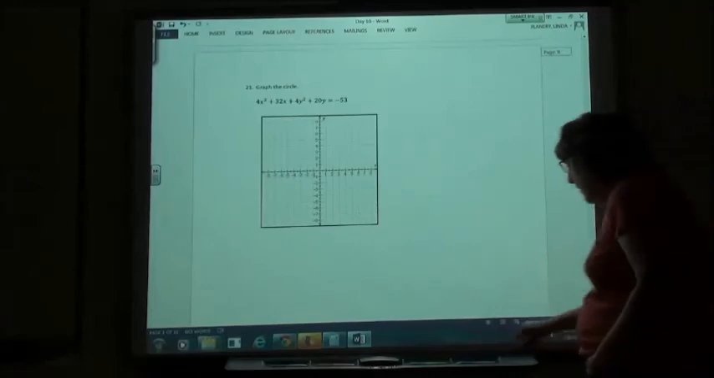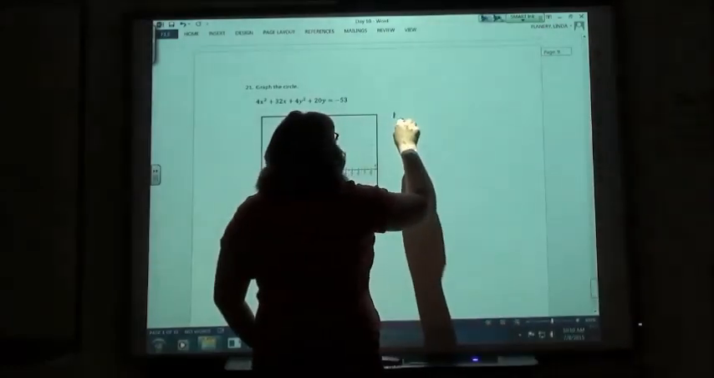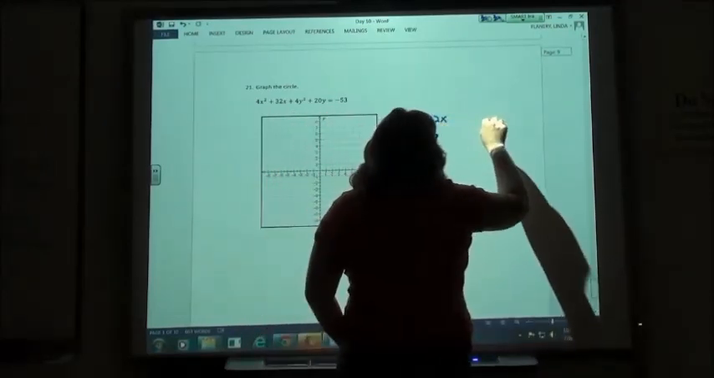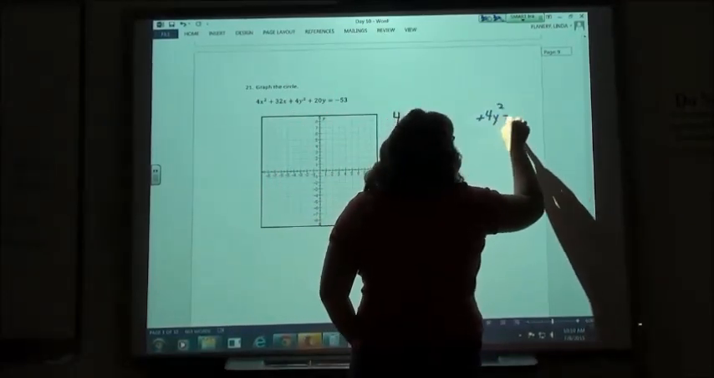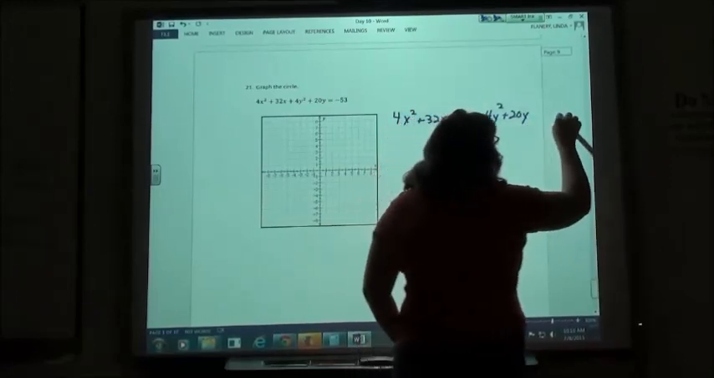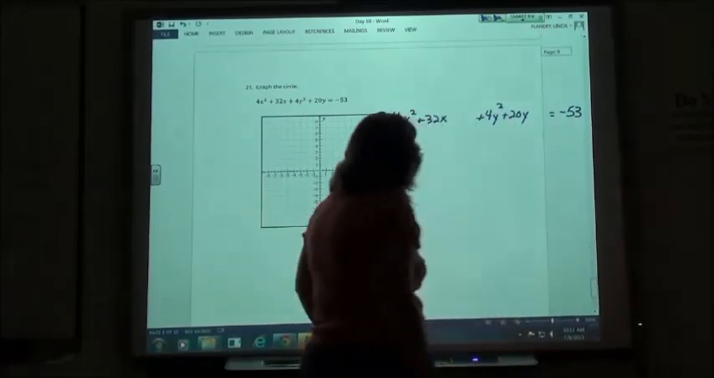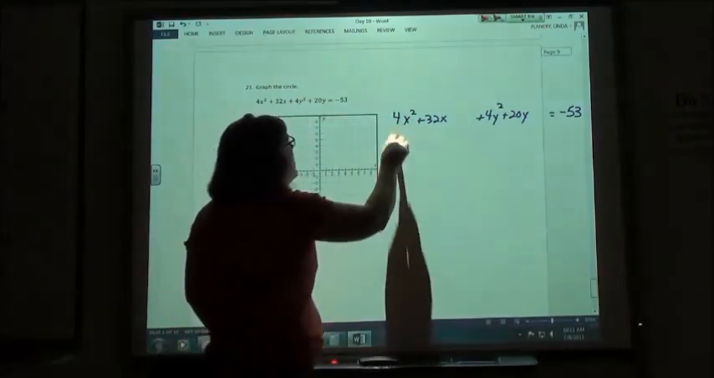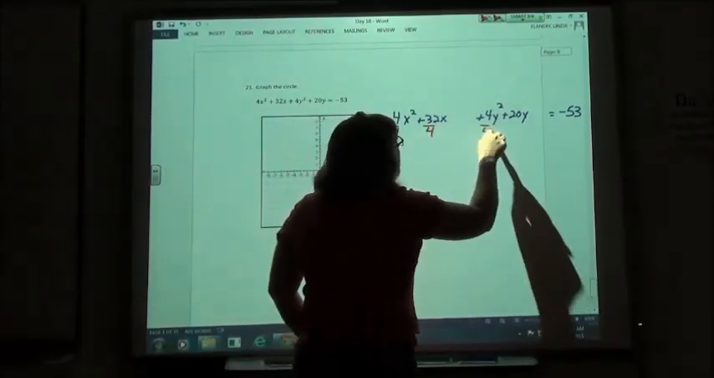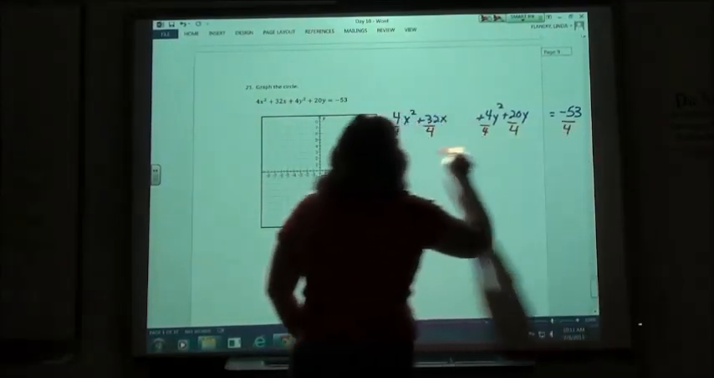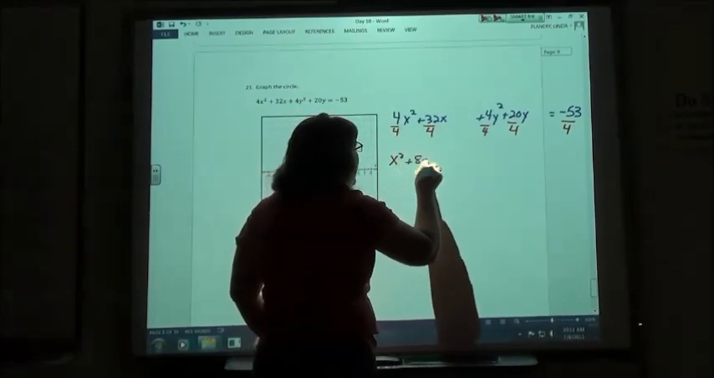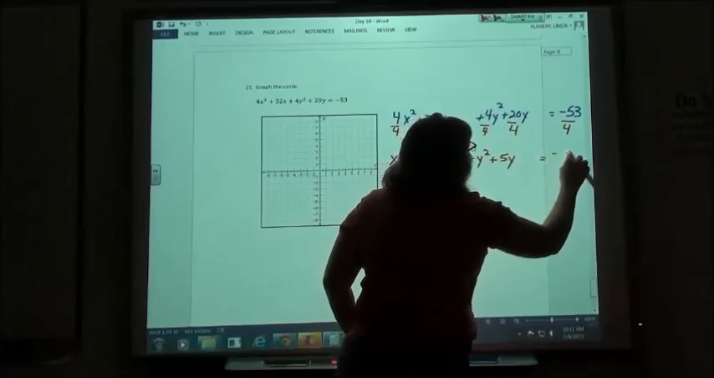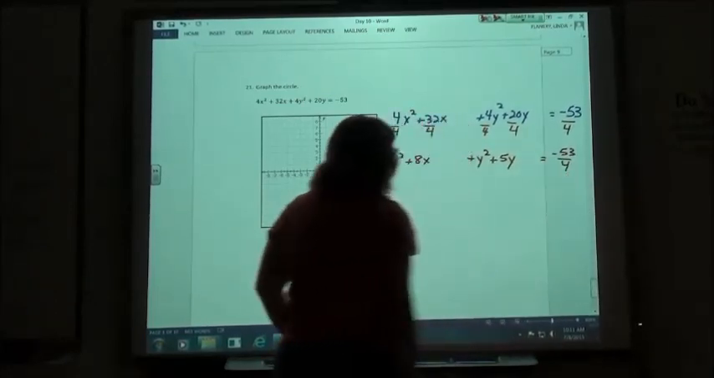Number 21 must be the last one here. 4x squared plus 32x plus 4y squared plus 20y equals -53. So on this one, the coefficient of my x squared and my y squared is 4. So I'm going to divide by 4. So x squared plus 8x plus y squared plus 5y equals my -53/4.